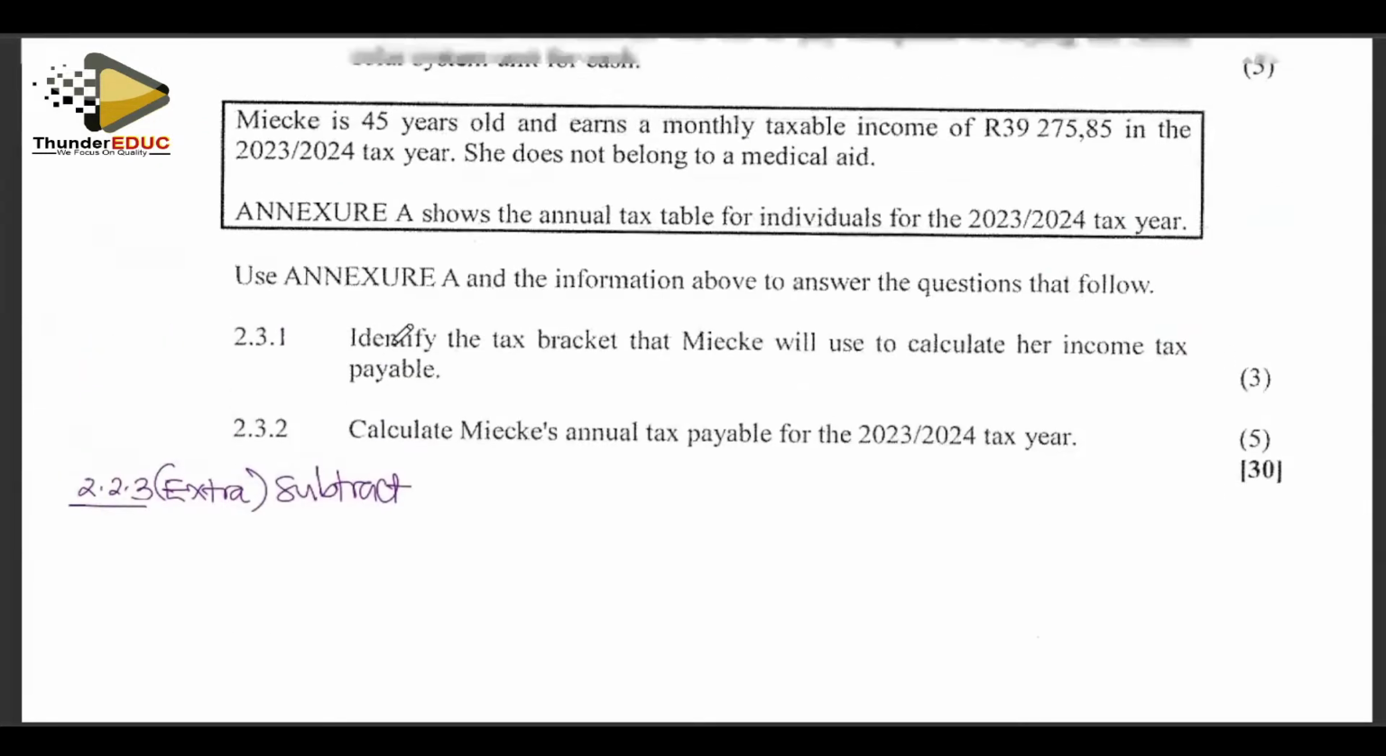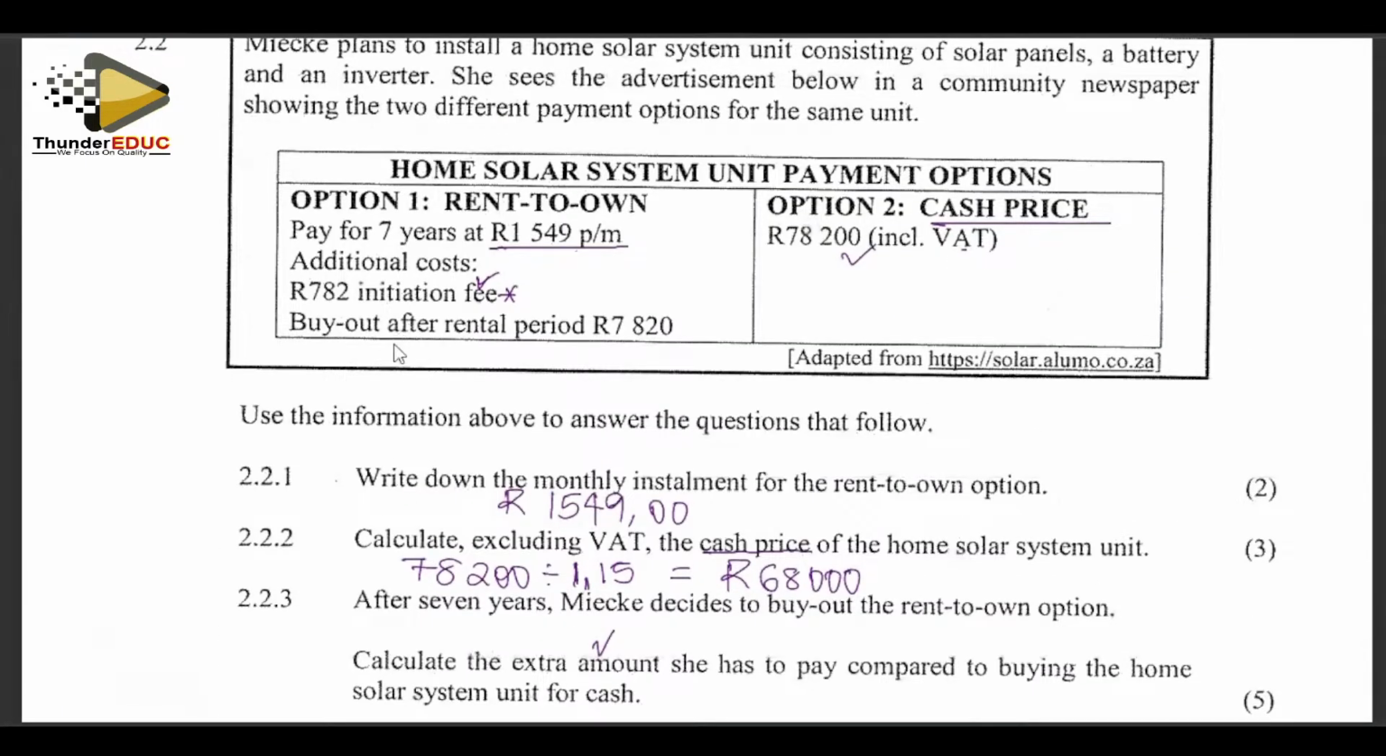Extra amount. This is question number 2.2.3. We are looking at extra. That means the moment you hear extra, we shall need to subtract somehow. Anyway, we need to find out how much she will spend over the 7 years. Because this is monthly, we shall multiply this by 7, and again multiply it by 12 to find out how much it is. All right, so we do that.